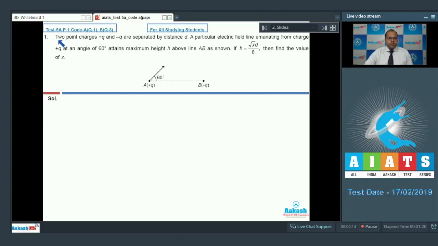In question number 1, two point charges plus Q and minus Q are separated by a distance d. A particular electric field line emanating from charge plus Q at an angle of 60 degrees attains maximum height h above line AB as shown. If h is equal to root x d by 6, then find the value of x. If I analyze the situation, these electric lines of force are originating in 3 dimensions.